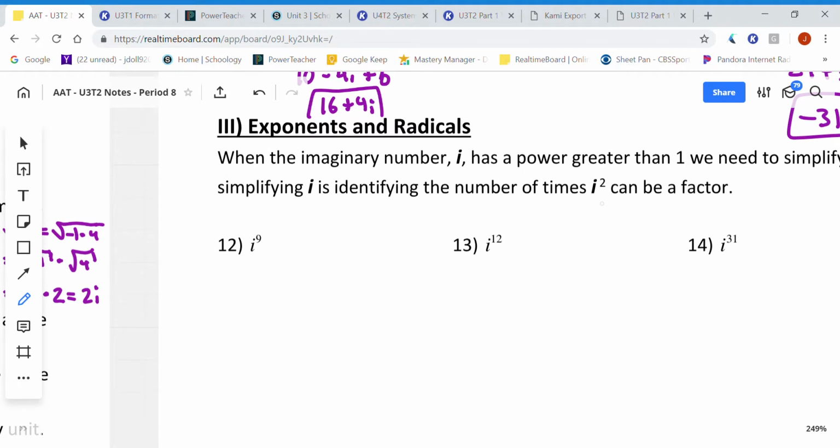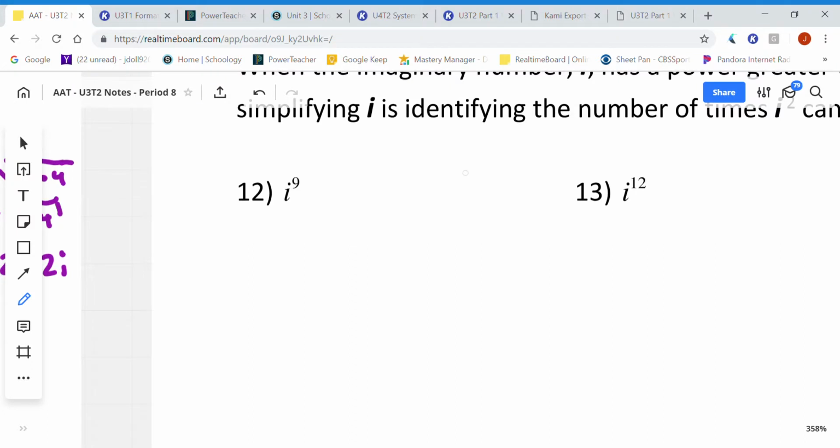Now, what happens when the exponent of i is greater than 2? So what we want to do is figure out how many times we can pull an i squared out of this number. So i to the 9th can be written as i squared times i squared times i squared times i squared times i to the 1st. I'm using my exponent property in reverse. So instead of adding all the exponents to simplify to one exponent, I'm breaking that one exponent down into multiple factors of the same base here.